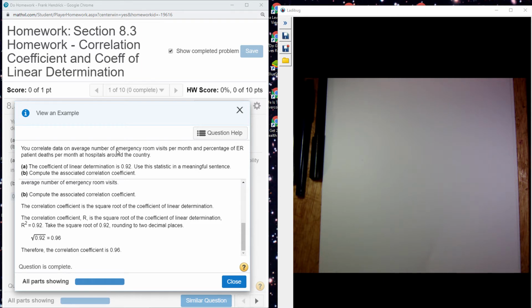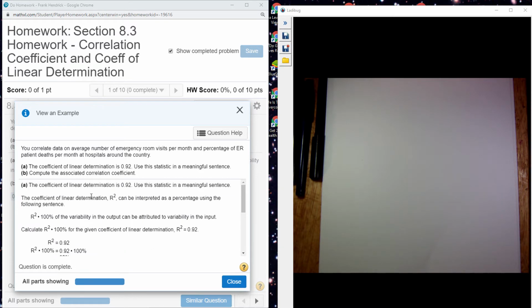You correlate data on average number of emergency room visits per month and a percentage of ER patient deaths per month at hospitals around the country. The coefficient of determination is 0.92. Use this statistic in a meaningful sentence. Compute the correlation coefficient. So starting from A, the coefficient of determination is 0.92.